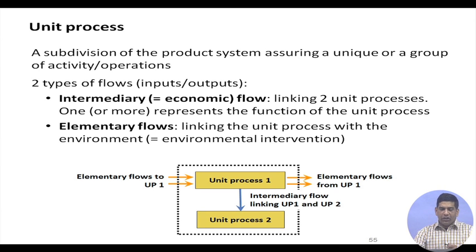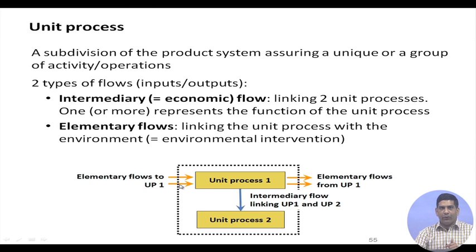In terms of the unit process, a unit process is a subdivision of the product system comprising a unit or a group of activities or operations. If you look at the box at the bottom, say there are two unit processes, unit process 1 and unit process 2. For each of these unit processes, we have elementary flows coming into the system.